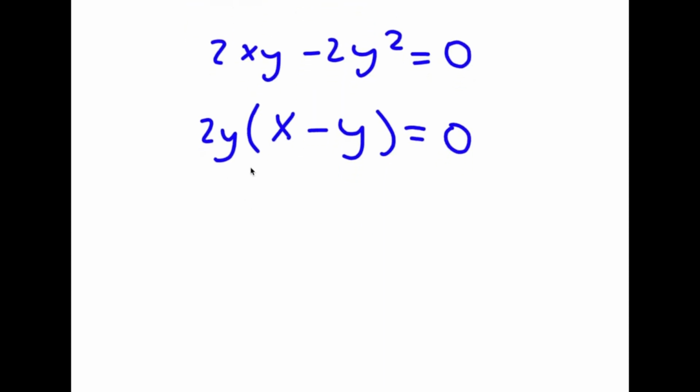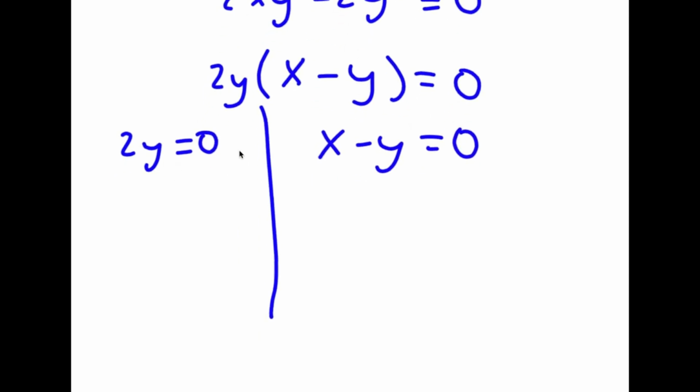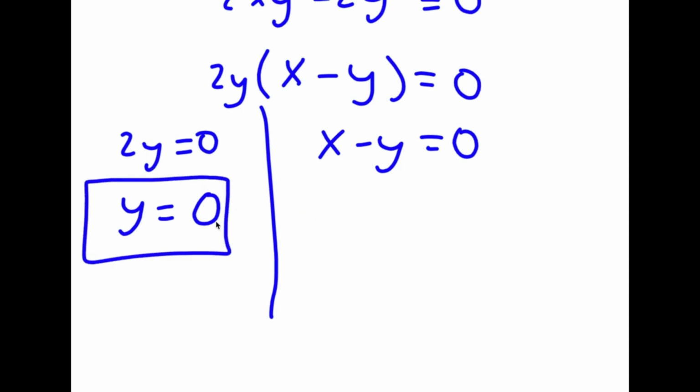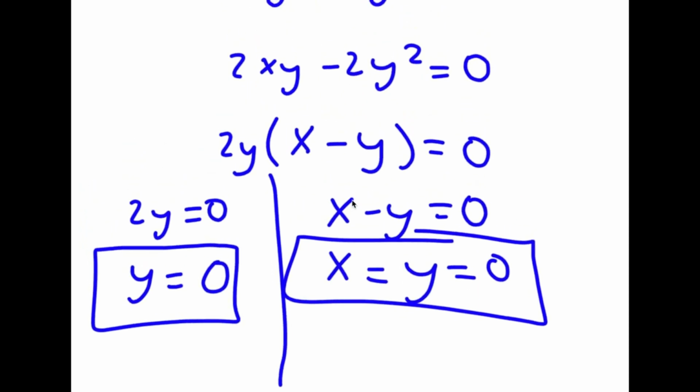So now this gives me two equations. I have 2y is equal to 0, and I also have x minus y is equal to 0. So for 2y equals 0, this means that y is equal to 0. And if x minus y equals 0, this means that x is equal to y, and remember y equals 0, so x is also equal to 0. So both of these variables are equal to 0.